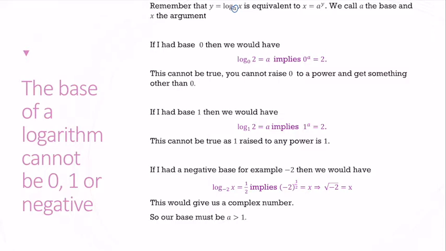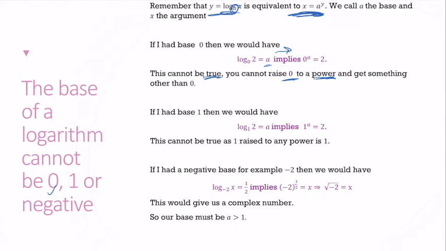Let's pretend I had a base 0. What we have to keep in mind is how logarithms relate to exponents. The base of a logarithm becomes the base of an exponent. If I had base 0, then I'd have log base 0 of 2 is equal to some number. I don't know what. But this would imply, if I converted it to an exponent, that 0 to the a equaled 2. Well, this can't be true, right? You can't raise nothing to a power and get something other than 0. So I can never have a logarithm with a base of 0.